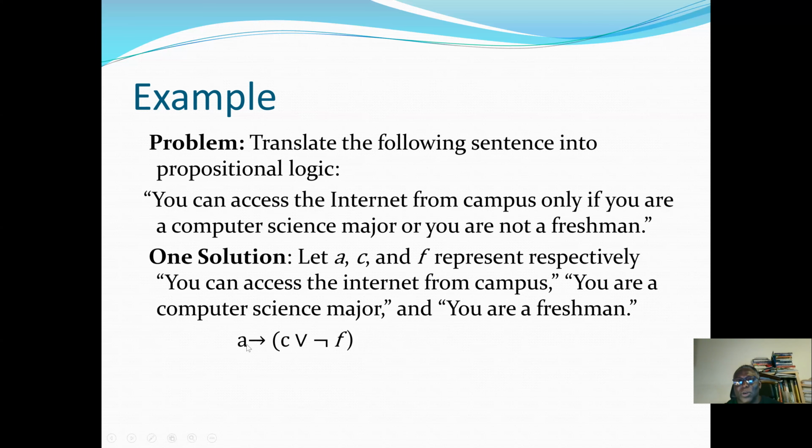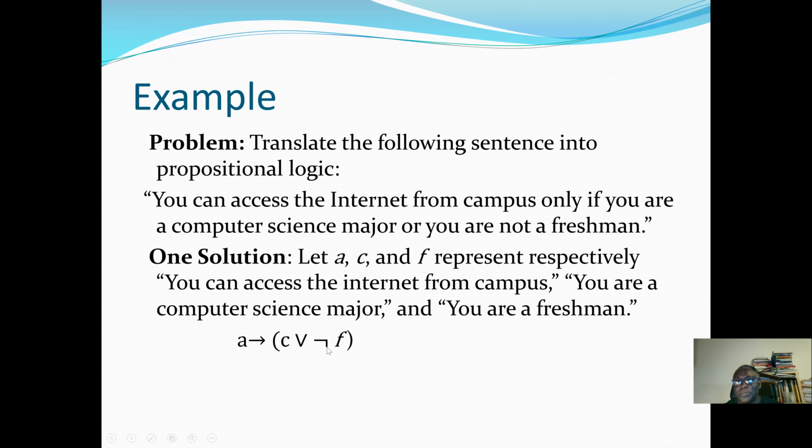So this is the symbol. We represent A as: you can access the internet from campus, only if, so that would be implies. Implies, if you are a computer science major and we are using C, or if you are not a freshman. So freshman, not freshman represent F, not is to negate.